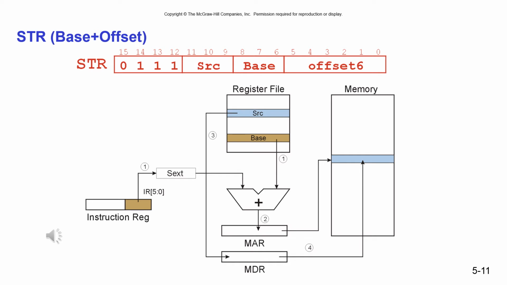STR works the same way, only backwards. We take the sign extended 6-bit offset if it's used and add it to the full 16-bit memory address in the base register. Those two get added together and loaded into the memory address register, which then specifies the location that we're going to store the value from the source register. So the source register value gets loaded in the memory data register, which then gets copied or stored in the memory address in the memory address register.